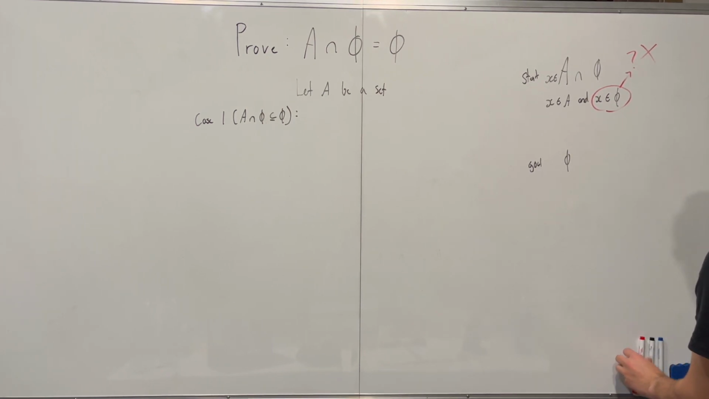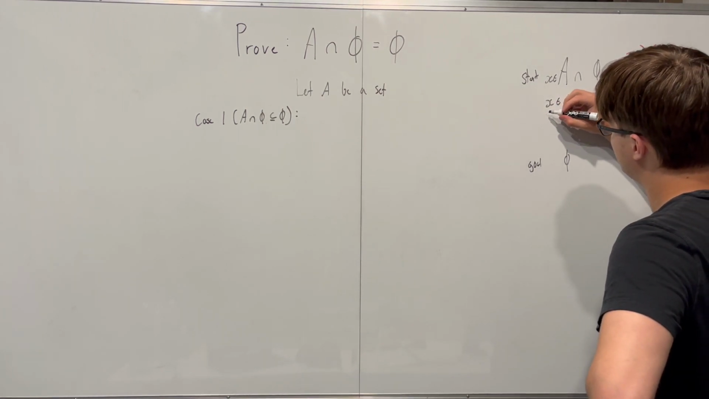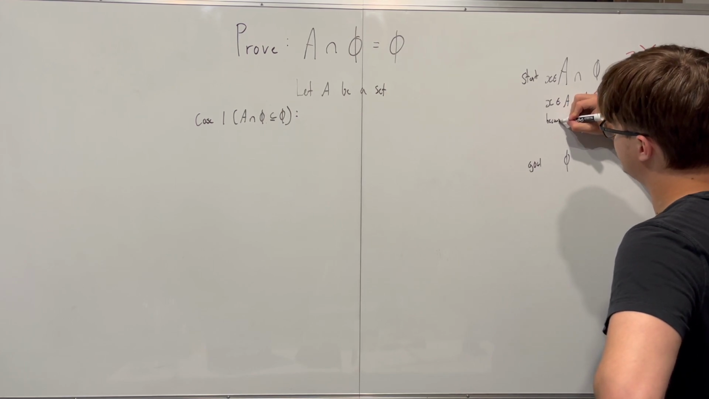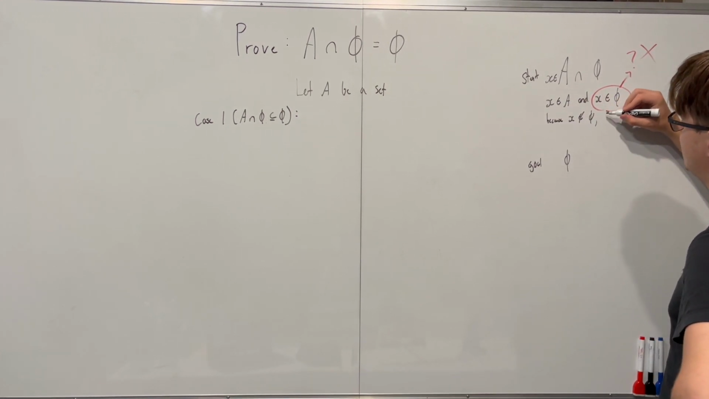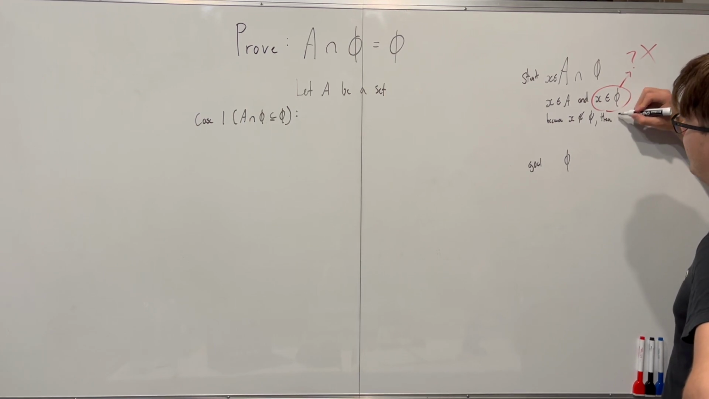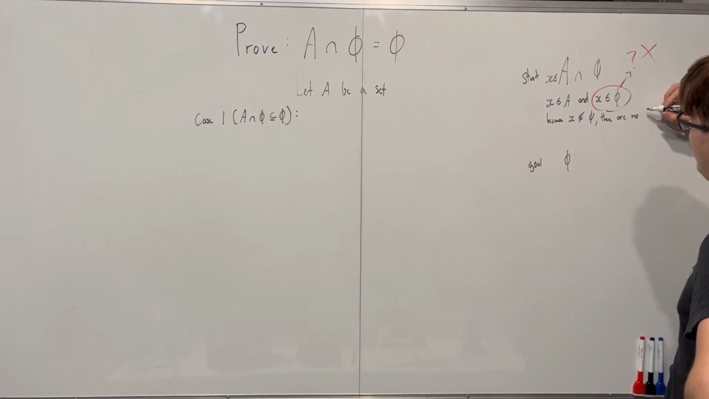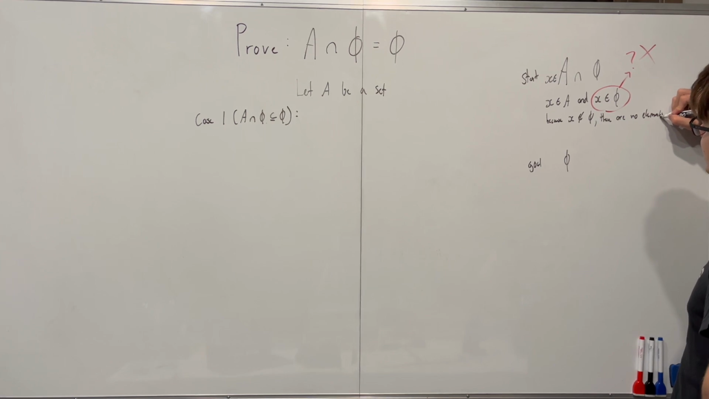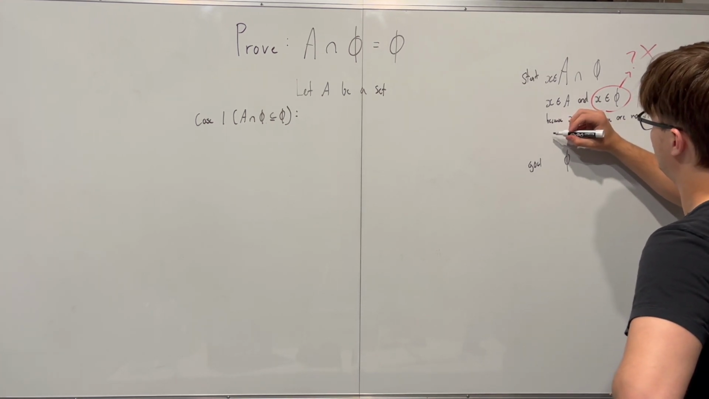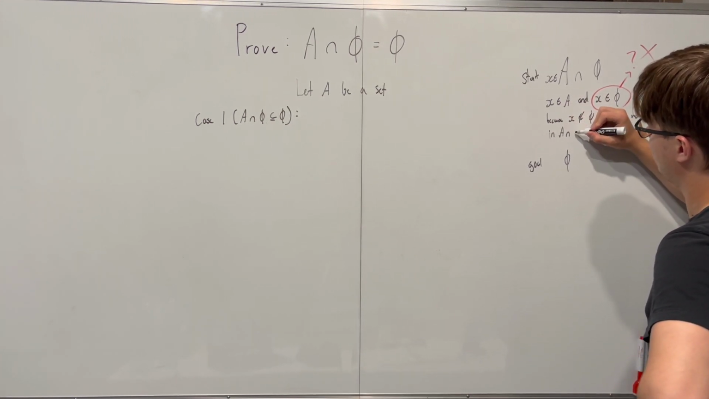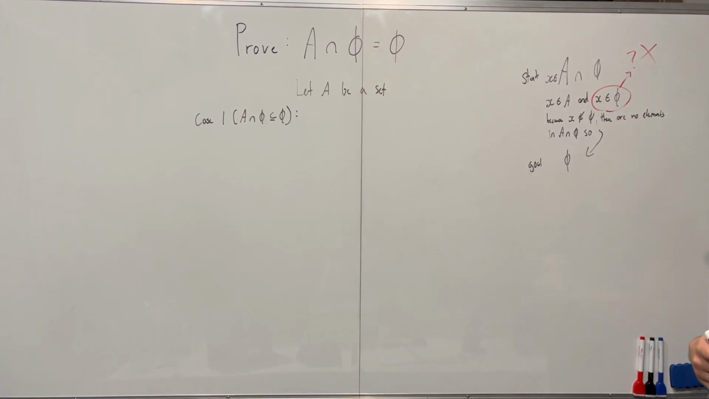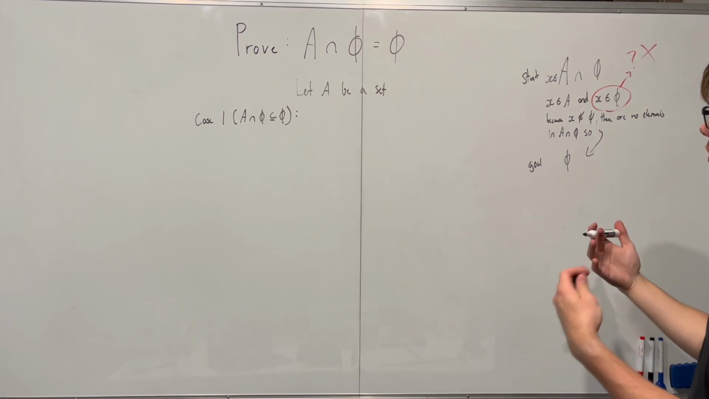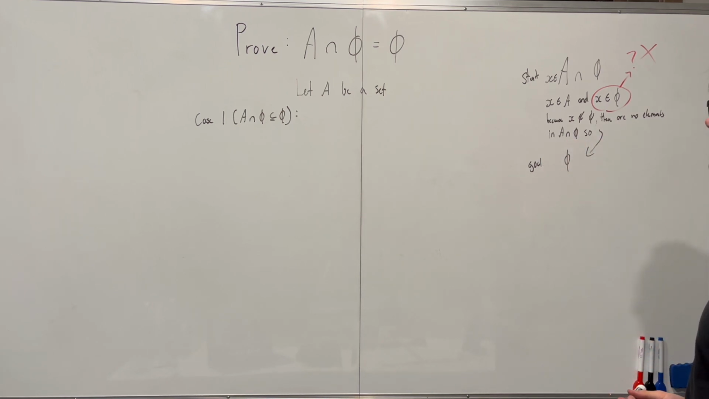So we say that because X cannot be in the empty set, there are no elements in A union the empty set, so it just becomes the empty set, right? That's the identity it has. Because it has no elements, by definition, it's the empty set. So let's write that down.